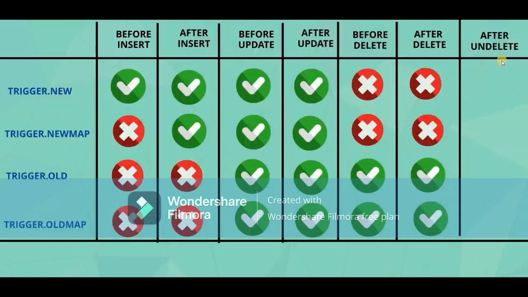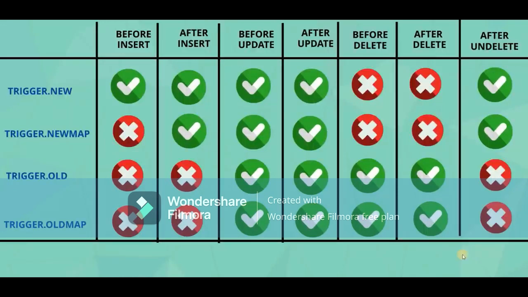Now we'll talk about after undelete. After undelete is a new kind of event here. Basically you are undeleting, taking some data from the recycle bin. As you are taking that data from the recycle bin and putting it into the database, it would be added as new data into Salesforce. Hence, as that is considered a new record, trigger.new and trigger.newMap will be available in the after undelete event. However, you don't have any existing data in that, so trigger.old or oldMap is not available in after undelete. So this is the complete chart.